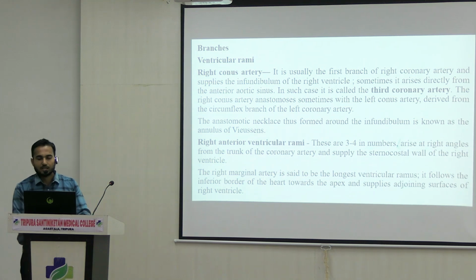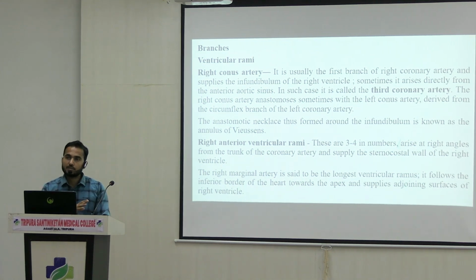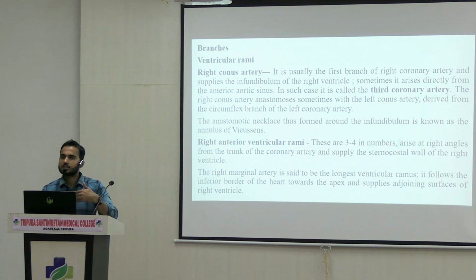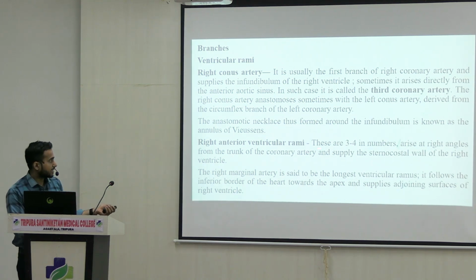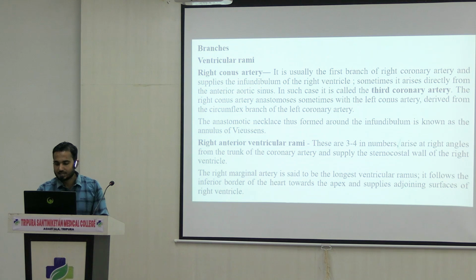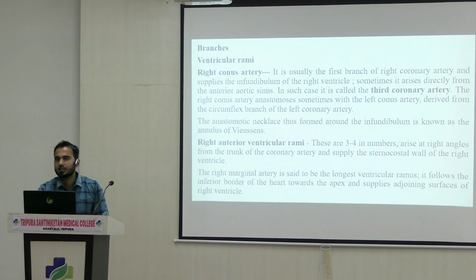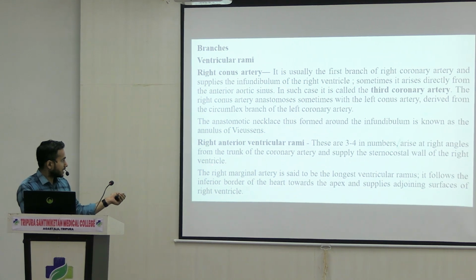Next is the right anterior ventricular rami. The ventricular rami and the atrial rami are divided into anterior as well as posterior, because they have to supply the anterior aspect, and there are some branches appearing on the posterior aspect, which will supply the posterior aspect of the atria and the ventricles. Now this right anterior ventricular rami, 3 to 4 in number, arise at right angles from the trunk of the coronary artery. Though they arise from the anterior aspect, very simply, they will supply the sternocostal surface of the right ventricle.